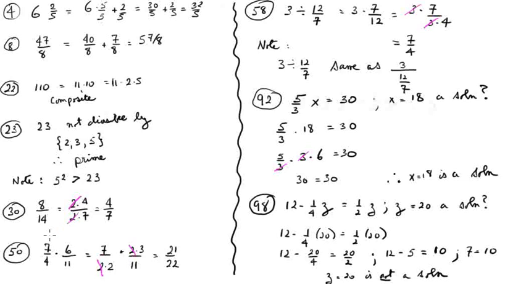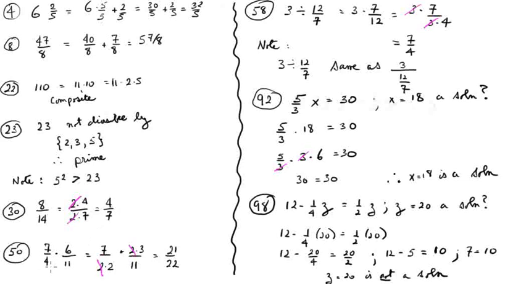Number 30, 8 over 14 in lowest terms. We can factor 8 as 2 times 4, and we can factor 14 as 2 times 7. Since these are multiplicative factors, 2 in the numerator and in the denominator, they can be canceled out, and the remaining factor is 4 for the numerator and 7 for the denominator. No more common factors, and that therefore is in lowest terms.